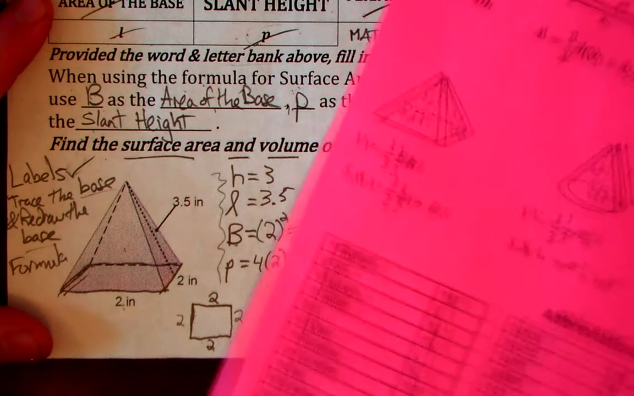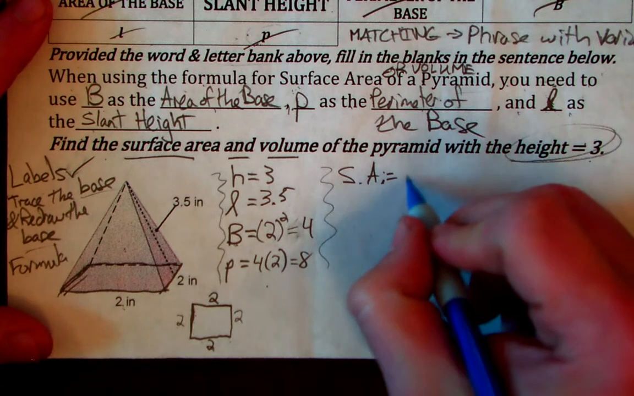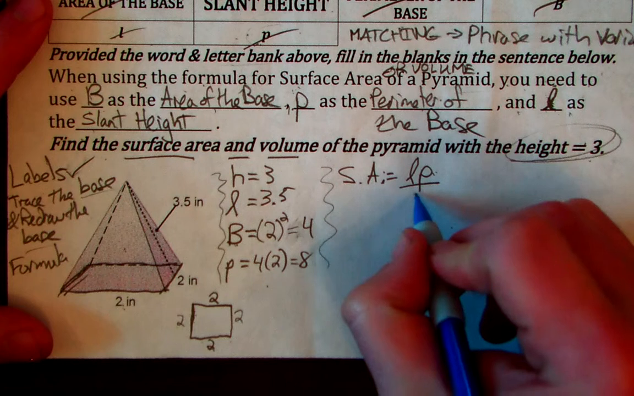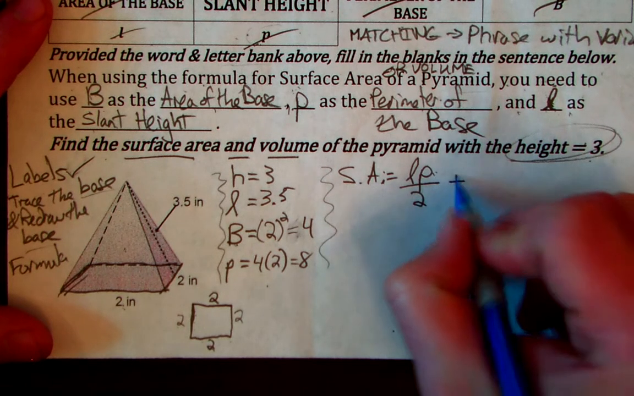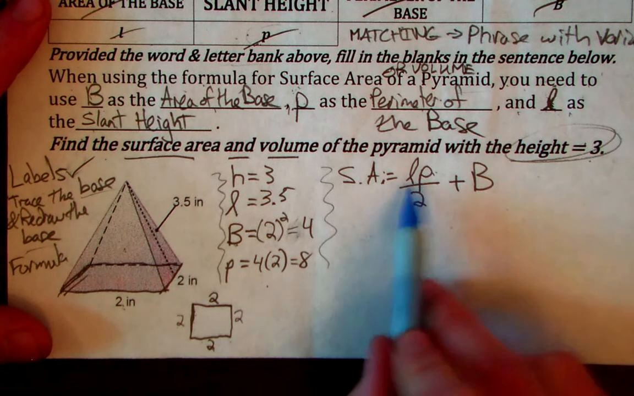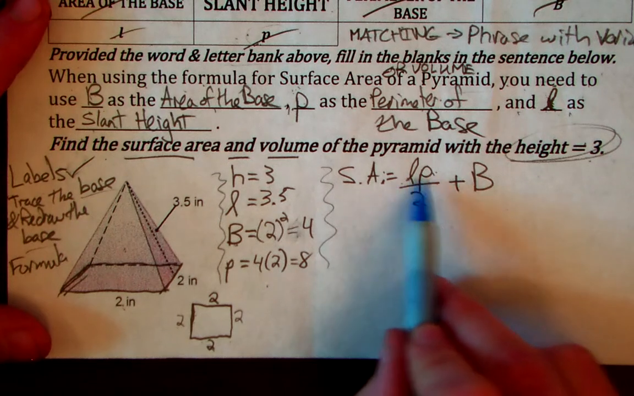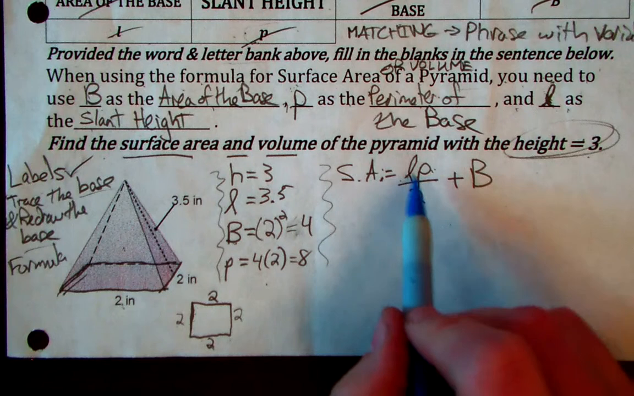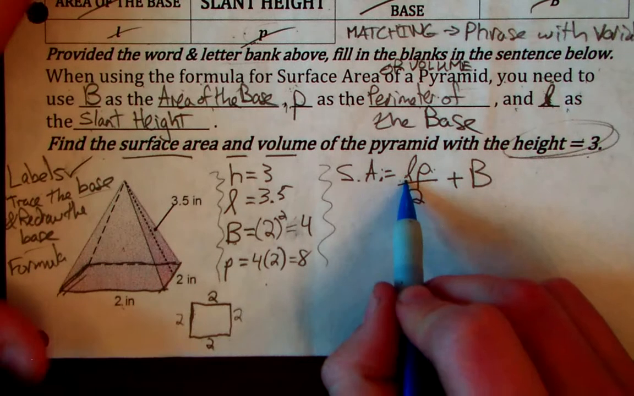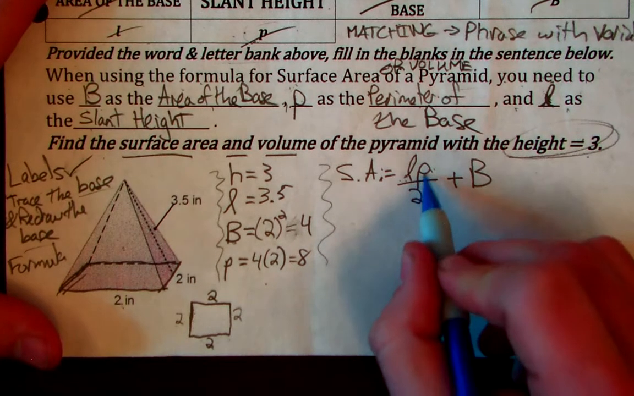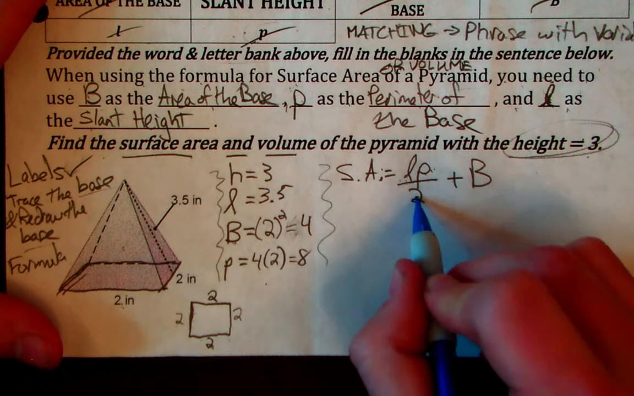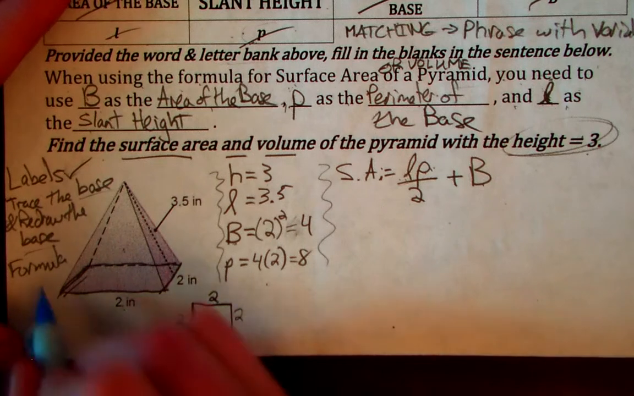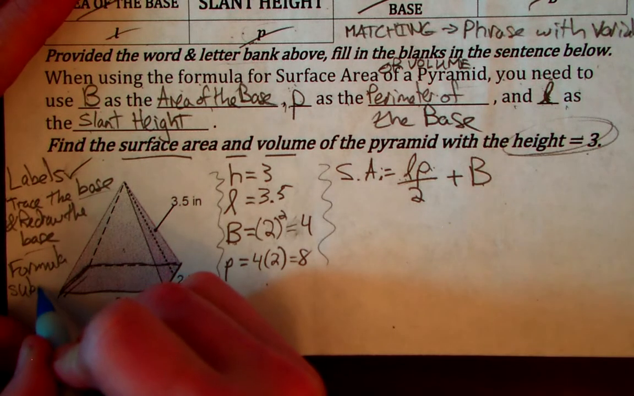So let me write this here. I'm going to have the slant height, which is L, times the perimeter of the base, which is P, over 2. And I'm going to add that to the area of the base. Again, notice how, instead of just saying L times P over 2, I'm saying what those terms actually mean. So again, it's the slant height times the perimeter of the base divided by 2, plus the area of the base. Plug in those values, so we're going to sub in.